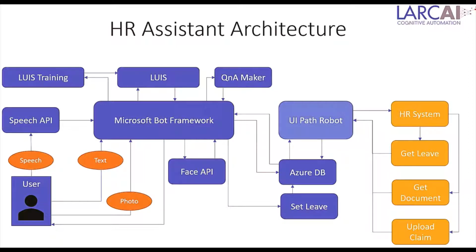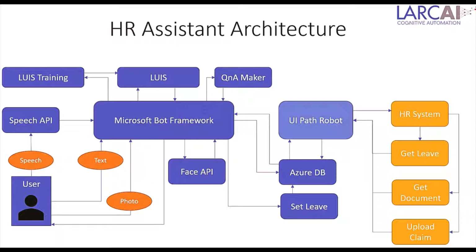So as you can see on the left-hand bottom side of this architecture, a user inputs speech, text, or some form of media to the Bot Framework. If it's speech, it gets processed by the Speech API first. If it's text, it gets input directly into the Bot Framework, as well as media. So the 3 points of entry are then used either by LUIS or the Face API to process the request, and thereafter kicking off the UiPath robot's processing.